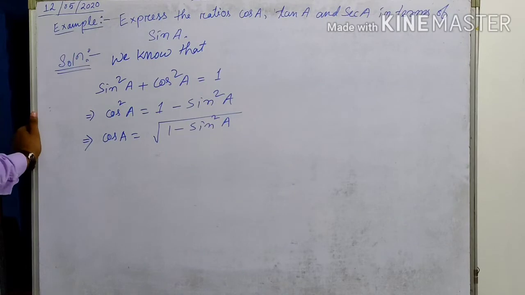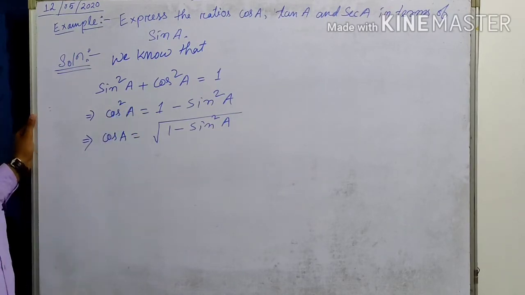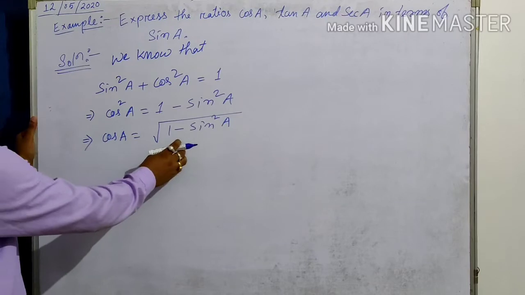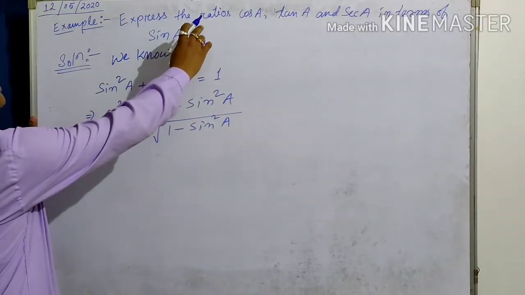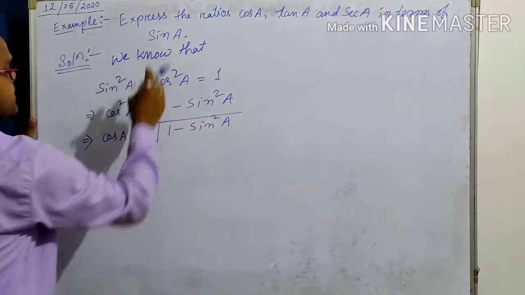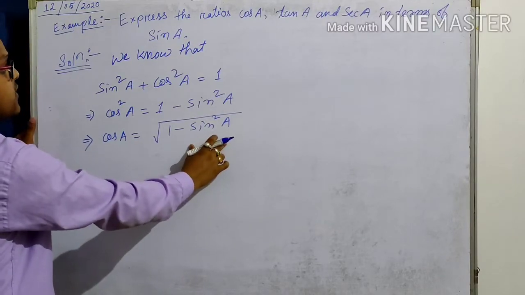Cos a is equal to root over 1 minus sin square a. We consider here only positive values. So now you see cos a can be expressed in terms of sin. The question asks you to express cos a in terms of sin, so cos a is equal to root over 1 minus sin square a.